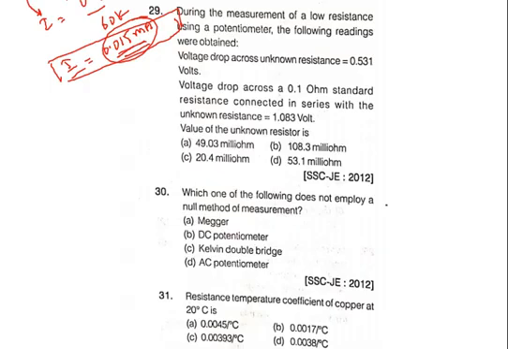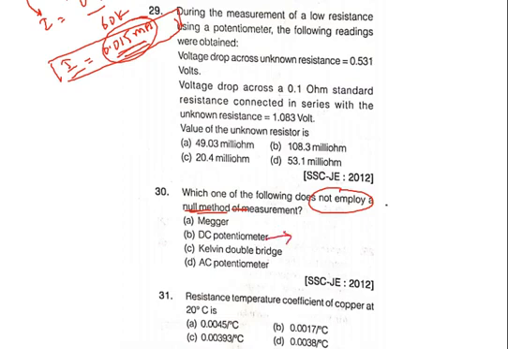See here, 30th question. Which one of the following does not employ a null method of measurement? Read very carefully. For DC potentiometer we use the null method.